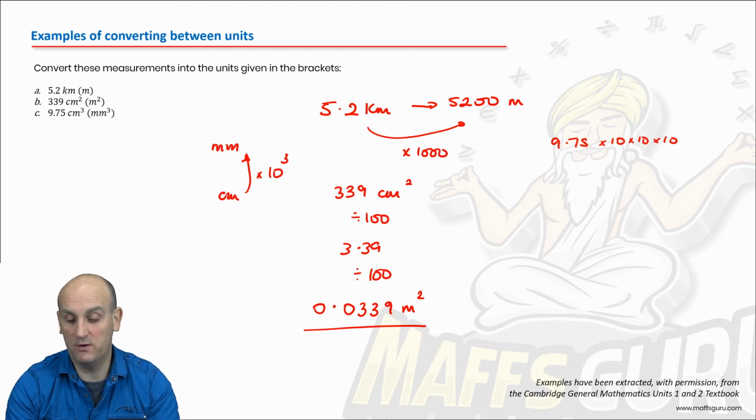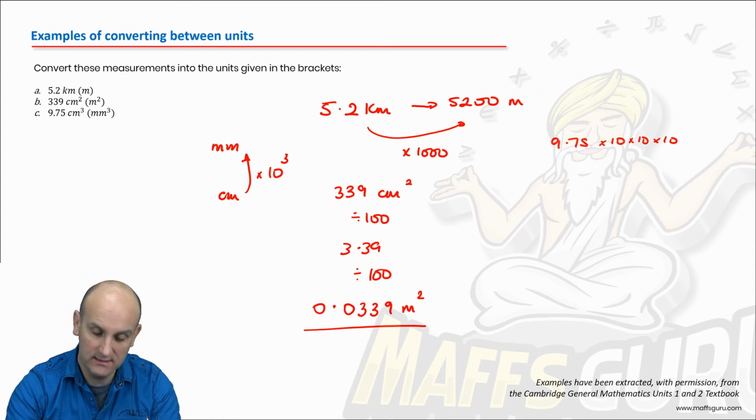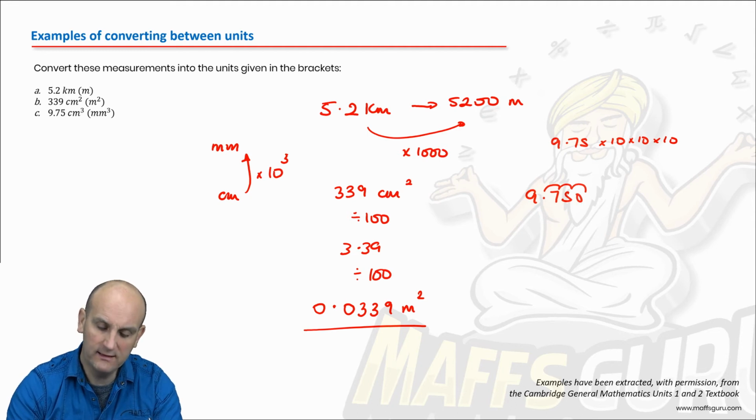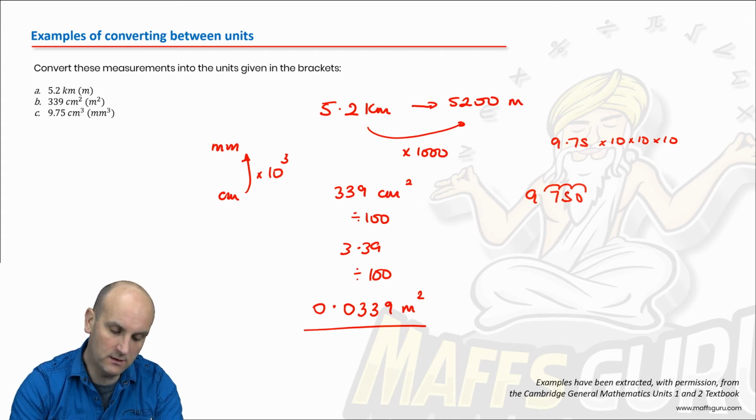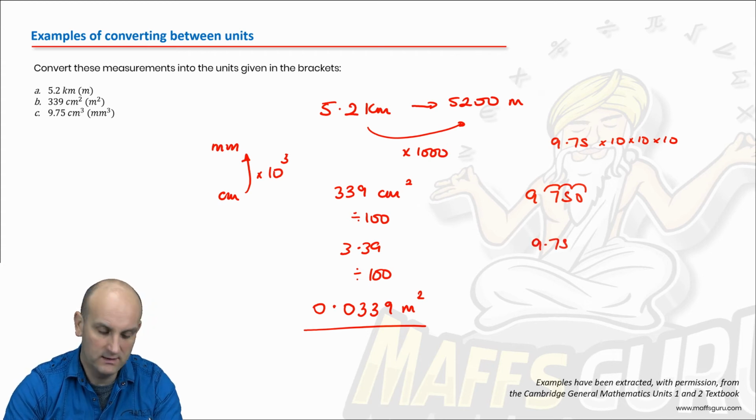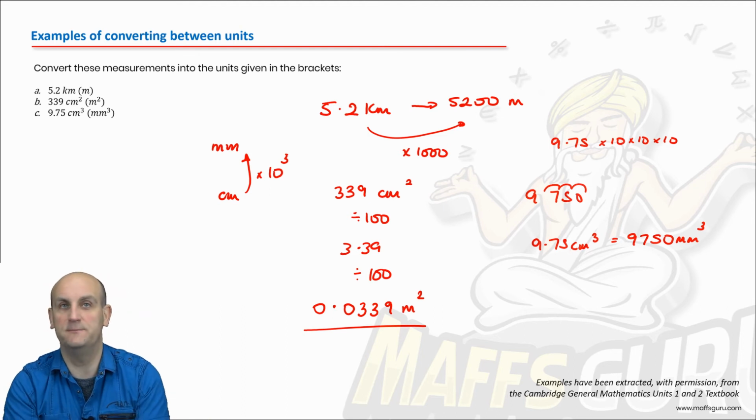How do I do that? Well, I move my decimal point 3 places. So it was 9.75, 1, 2, 3. Put a 0 in there, get rid of that decimal point, gives me that. 9.75 centimeters cubed is the same as 9750 millimeters cubed. Woo! And the crowd goes crazy.